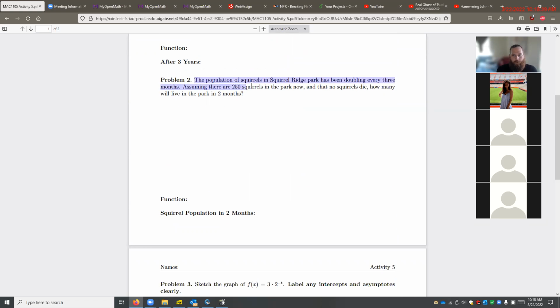Second problem, the population of squirrels at Squirrel Ridge Park has been doubling every 3 months. So this is a doubling time problem. We're told that the doubling time is 3 months, and we're starting with 250 squirrels in the park. If we assume that no squirrels die, right, none of them are going away, how many will be in the park 2 months from now? So again, I want you to tell me the function that models the number of squirrels, either x or t months later. It'll be a doubling time thing. And then separately from that, so function goes here, then separately, I want you to tell me how many squirrels are going to be in the park 2 months later.